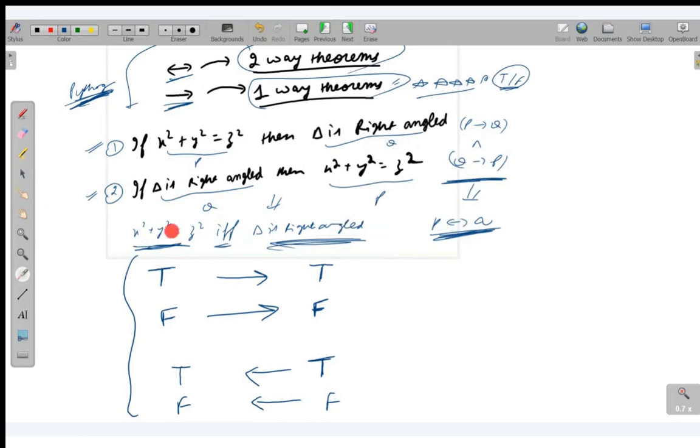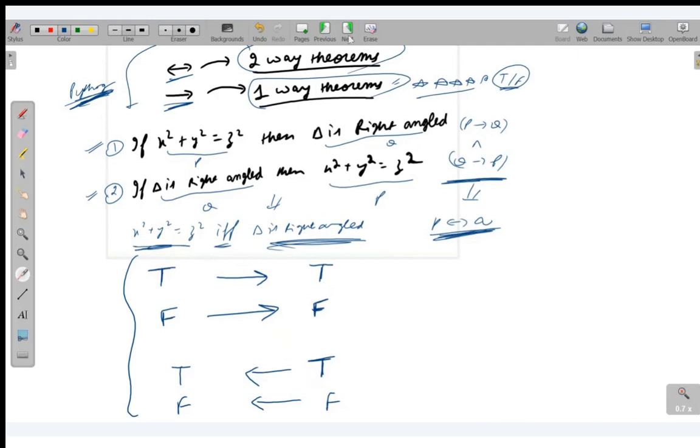So what exactly is this saying? When x square plus y square is equal to z square, then the triangle should be right angled. So when this is true, this should be true, and when this is false, this should be false. If x square plus y square is equal to z square is false, that means x square plus y square is not equal to z square, then the triangle should not be right angled. Same scenario here. When the triangle is right angled, then x square plus y square is equal to z square should be true. And when the triangle is not right angled, then x square plus y square should not be equal to z square. Okay, I hope I have made the point clear.